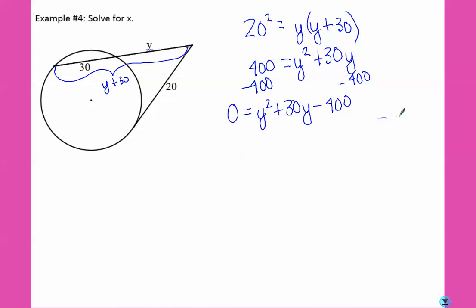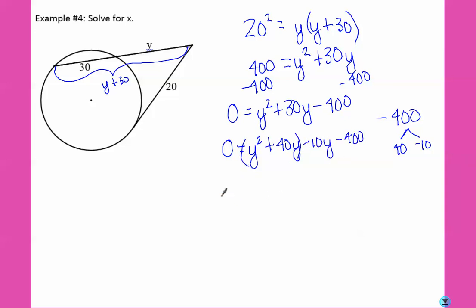1 times negative 400 is negative 400. And we need two things that will multiply to negative 400 and add up to 30. And that would be positive 40 and negative 10. So 0 equals y squared plus 40y minus 10y minus 400.